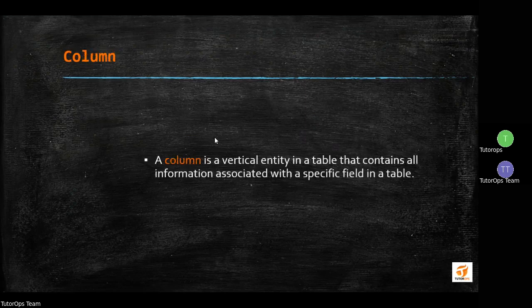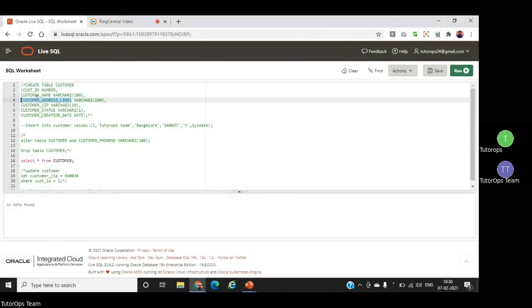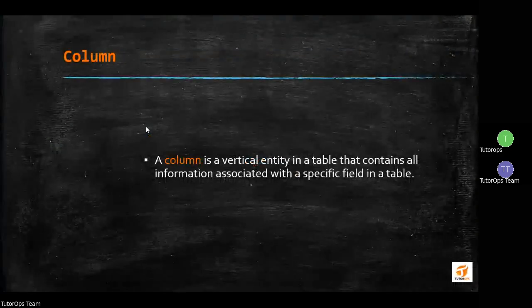Column. A column is a vertical entity in a table that contains all information associated with a specific field in a table. So for column, you can say the address. Suppose this is the column, and in that column I already inserted one row, suppose Bangalore. So the address line one column consists of Bangalore. If I insert a second row with suppose Chennai, suppose Kolkata, suppose Delhi, or any other address line one, that is known as a column.